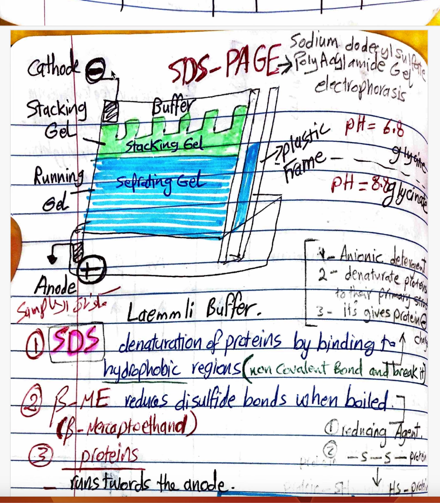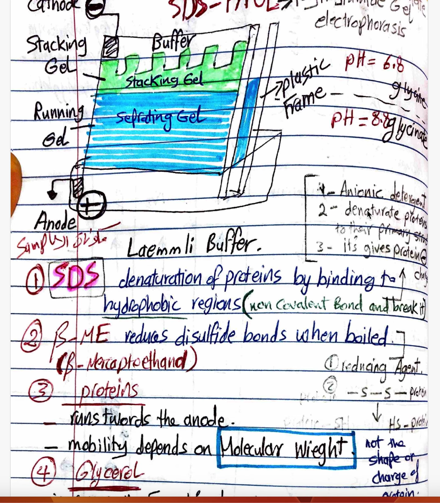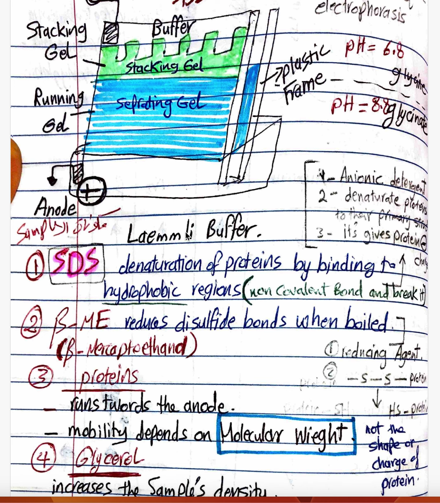Okay, so we have here a negative and a positive, here the stacking gel, here the running gel, and there is a buffer. You see that in the stacking gel we put glycine, and the pH is 6.8, which is more acidic. But here in the separating gel, we can say running gel or whatever, the pH is 8.8 and it contains glycinate, which is more alkaline. The buffer is Laemmli buffer.